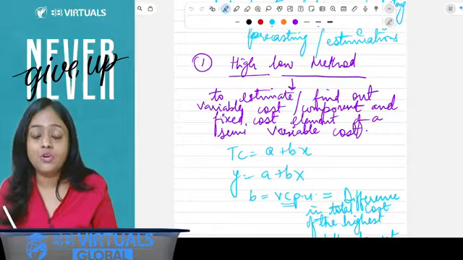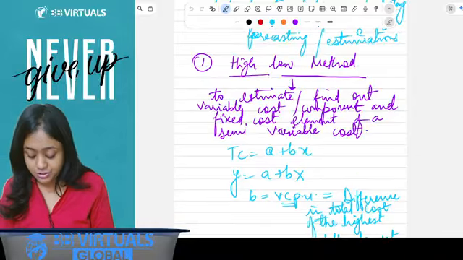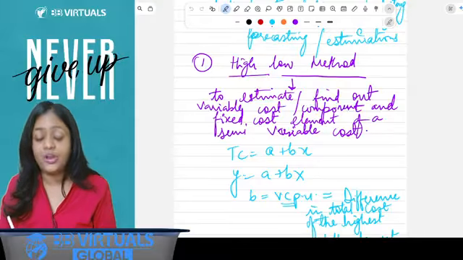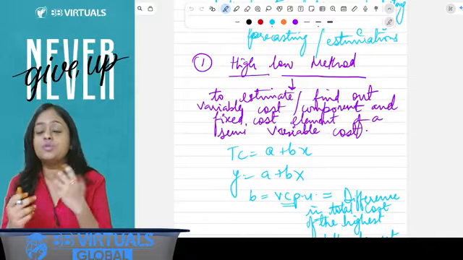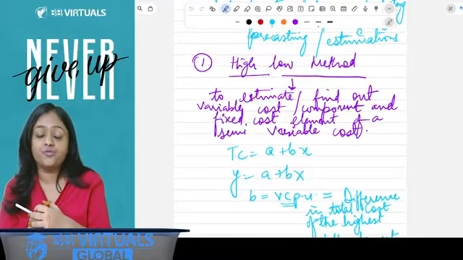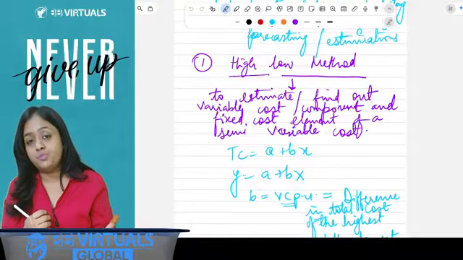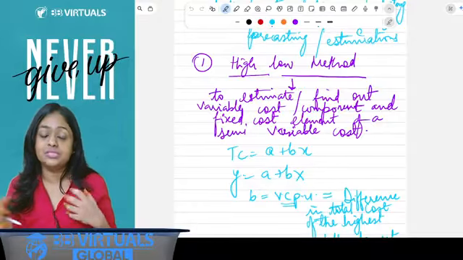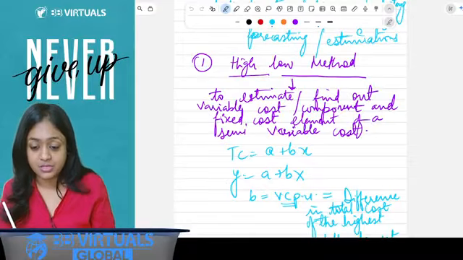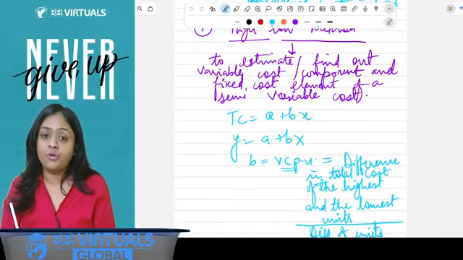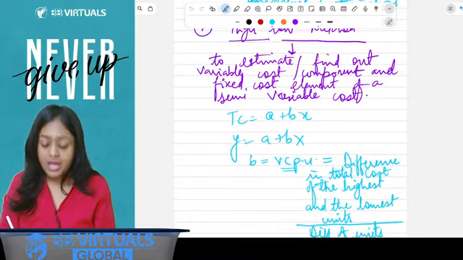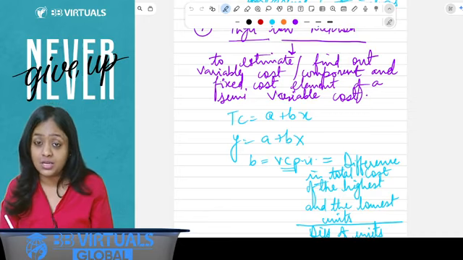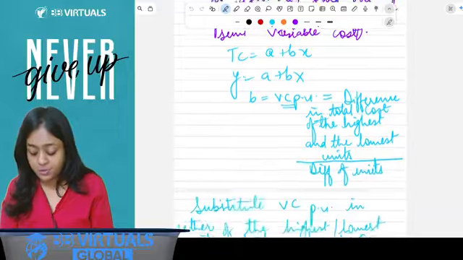Number one is the high-low method. The high-low method simply helps to estimate and find out the variable cost in a semi-variable cost. We have steps to calculate the variable cost portion out of the semi-variable cost and then calculate the fixed cost for it. We typically follow the normal costing equation that says total cost is equal to A plus BX, where A is the fixed cost in total and B is the variable cost per unit.